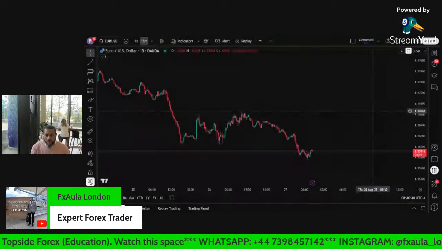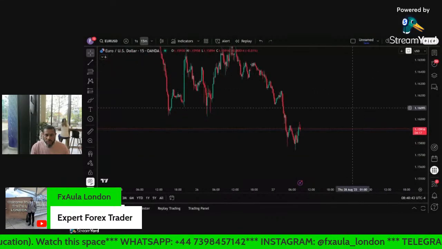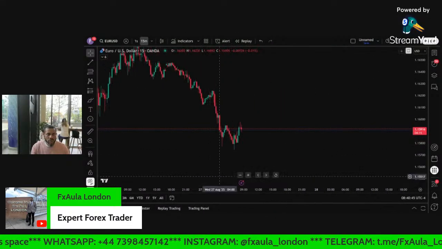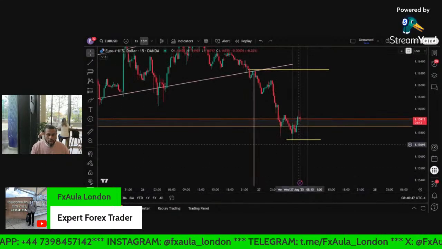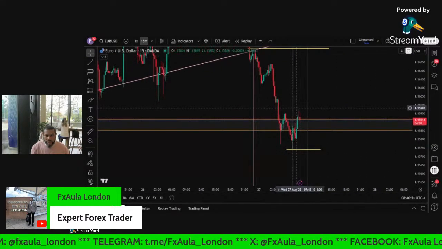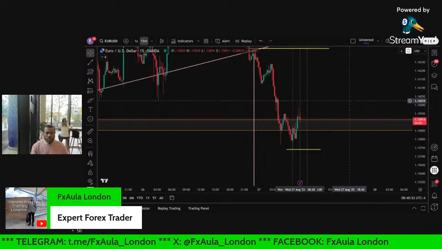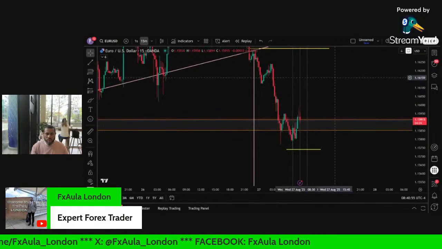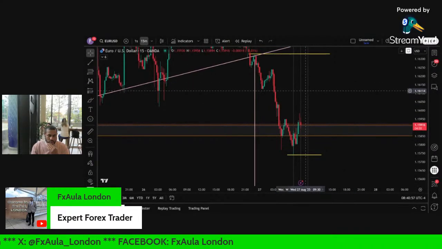So I'm looking closely to see how the 15-minute closes. It seems as though we may have a swing high over here. I'm looking closely at that as well. I think I'll prepare for that.